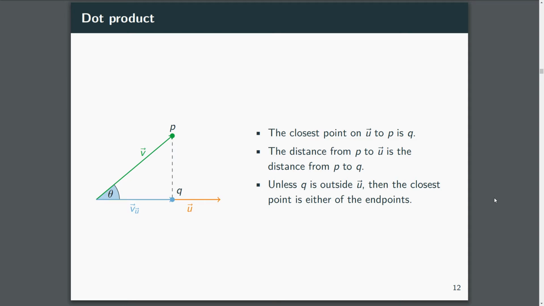Now, of course, we could have a longer vector here for v. So we go all the way up here. And then if this u is a line segment, then the closest point is going to be the end point here, because our point Q is going to be outside the segment.